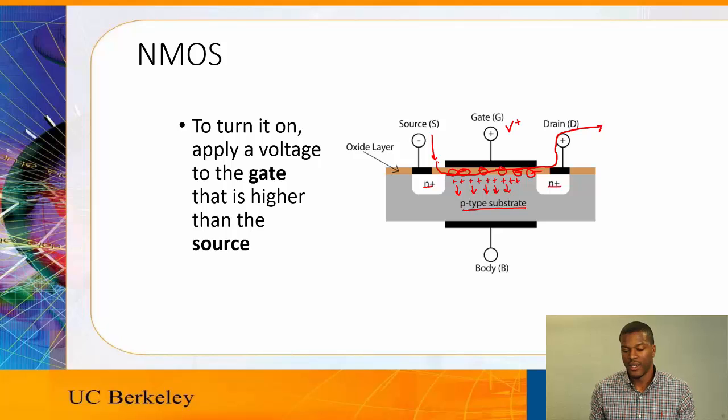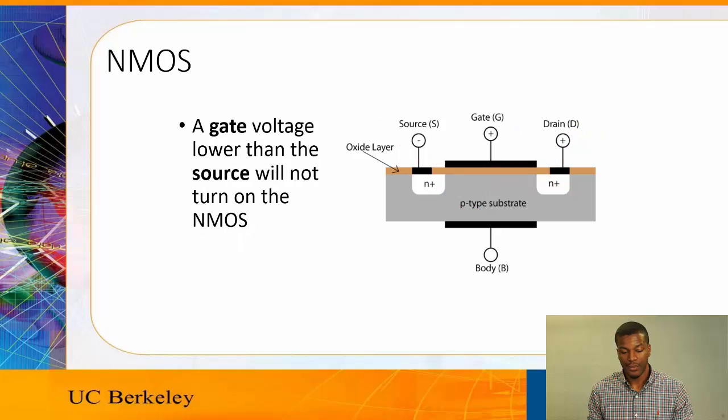So when this channel is formed, you then apply another positive voltage at the source that will then push these ions across into the drain and out. If you apply a gate voltage lower than the source, then the NMOS will not create a channel, or essentially will not turn on, because the current has no path to flow in.